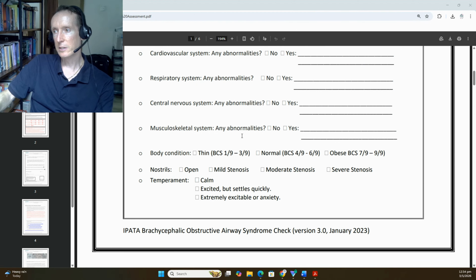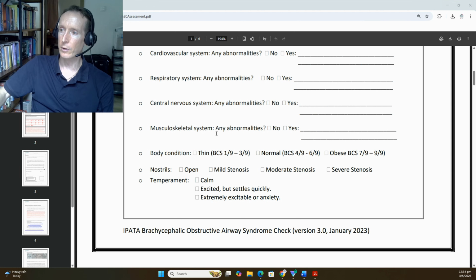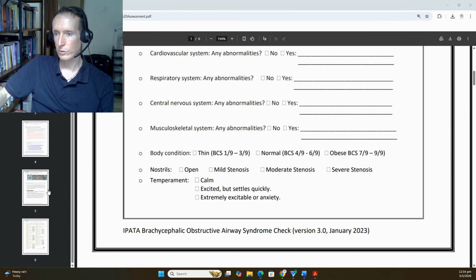The musculoskeletal system. So how are their muscles? How are the joints? The knees, the hips, any abnormalities? So we just record all of these things down. Then we need to know about the body condition. Okay, there's a condition score. Let me jump to this.